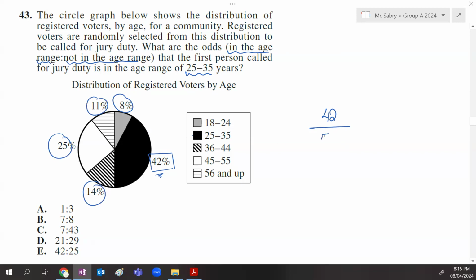That's basically 58. So on a calculator, if you put 42 divided by 58, that's 21 to 29. It will come out as 21 over 29. So it means that the range is basically 21 to 29. Does that make sense?